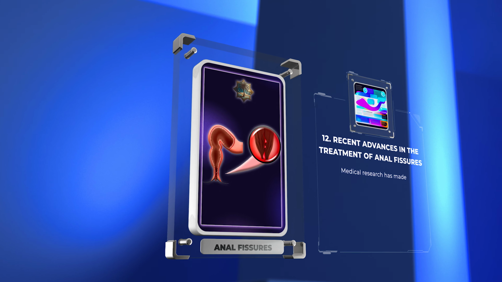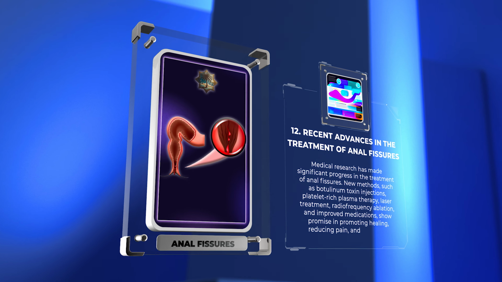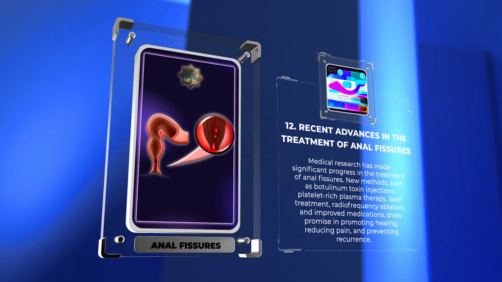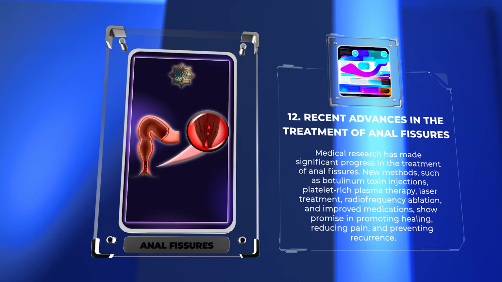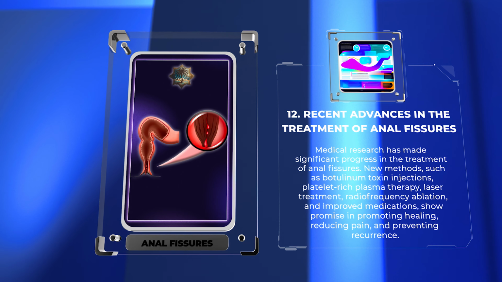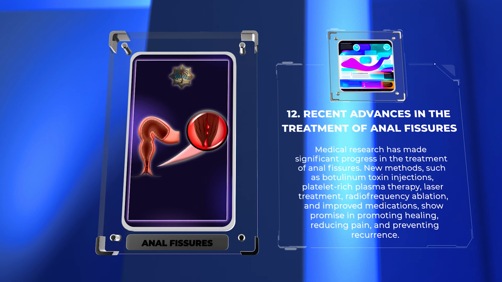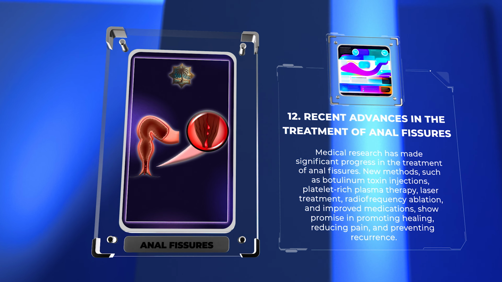Medical research has made significant progress in the treatment of anal fissures. New methods, such as botulinum toxin injections, platelet-rich plasma therapy, laser treatment, radiofrequency ablation, and improved medications, show promise in promoting healing, reducing pain, and preventing recurrence.